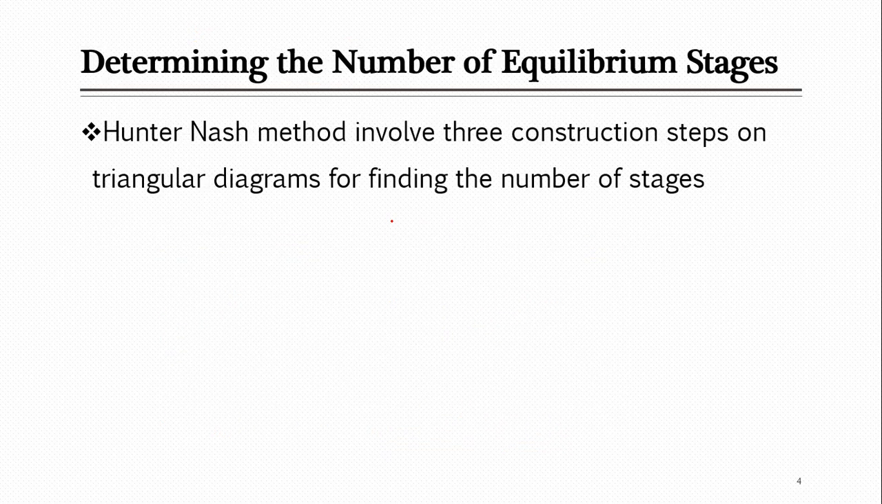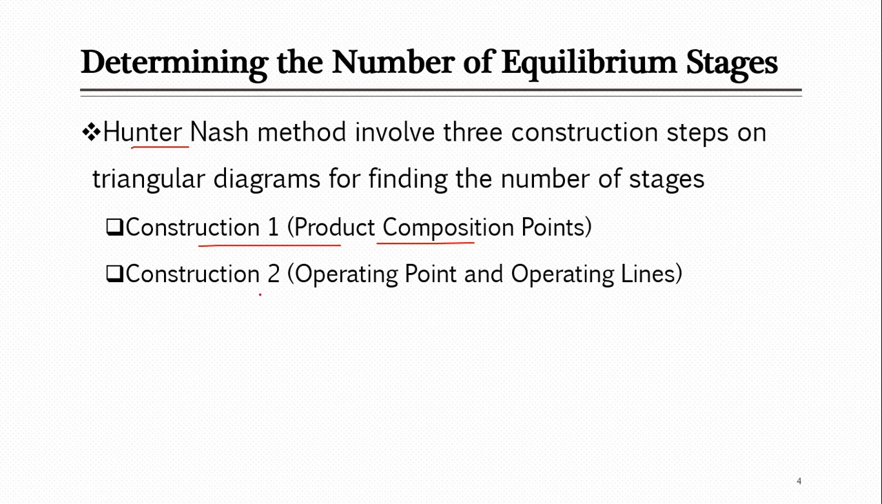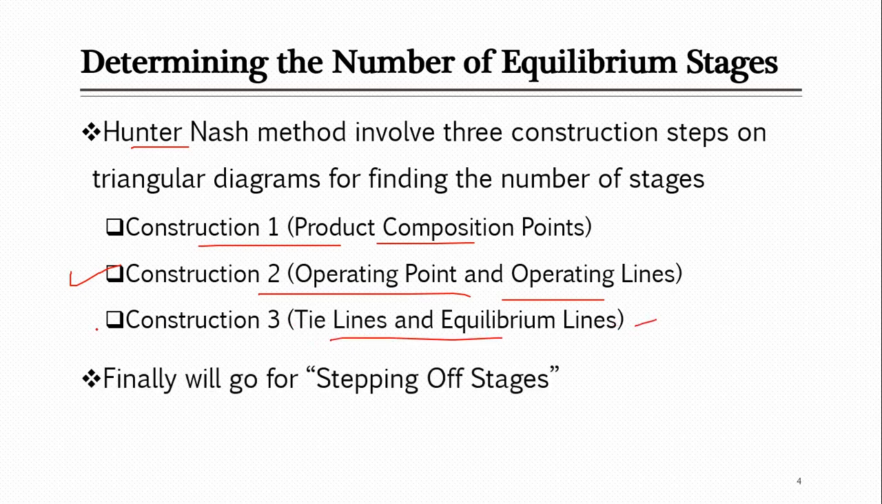Right, coming to the topic which we were discussing, that was the Hunter-Nash method. In this method we said there are a few steps used for calculating the number of stages. The first one was construction 1, the product composition point, which we discussed in great detail yesterday. Then construction 2, the operating point and the operating line, from where we have to start today. And then there is construction 3, in which tie lines and equilibrium lines are constructed. And finally we go for stepping off stages.